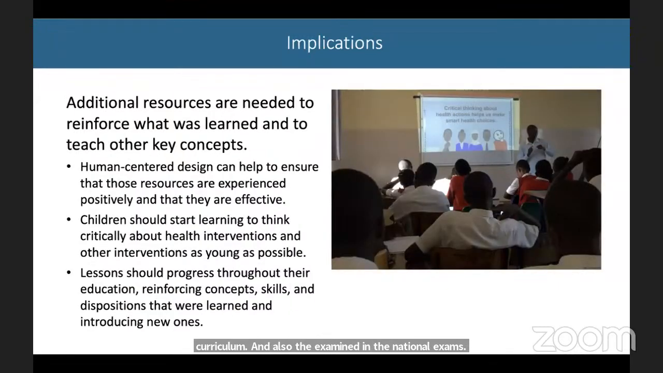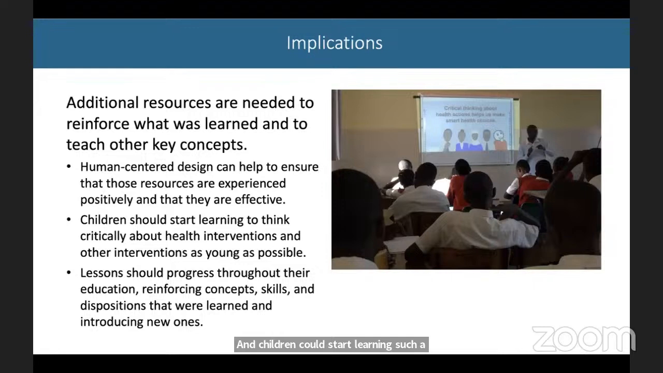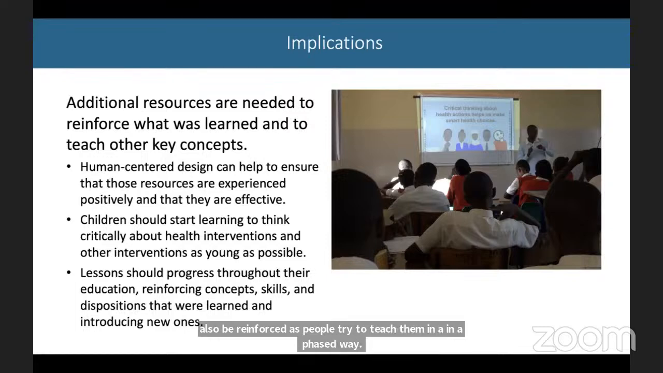It was also clear that human-centered design could help in developing resources felt by the users as effective, and children could start learning such concepts as early as the age of high school, and potentially this could also be reinforced as people try to teach them in a phased way from early years to later on to older years.